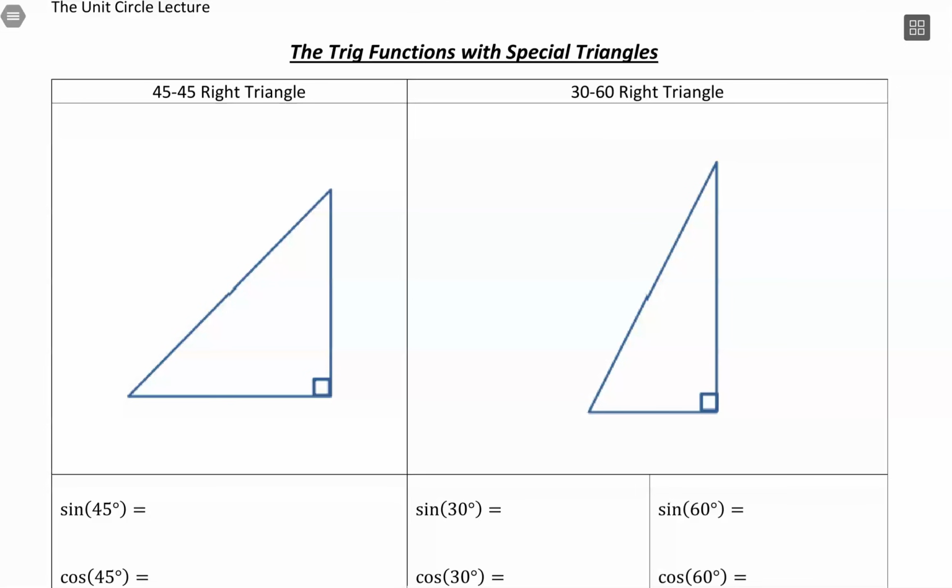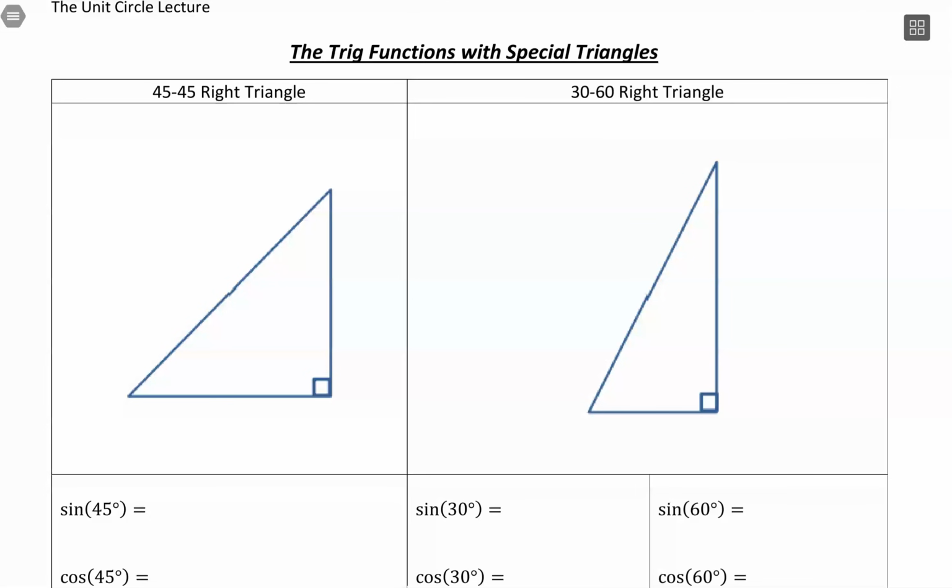So in last week's video, I went through how to find these side lengths and even connected it a little bit to the unit circle. So we'll see some of that coming up again here. But these are good things to memorize. And if you don't remember this, you can go back to last week's lecture and see how we found these side lengths.